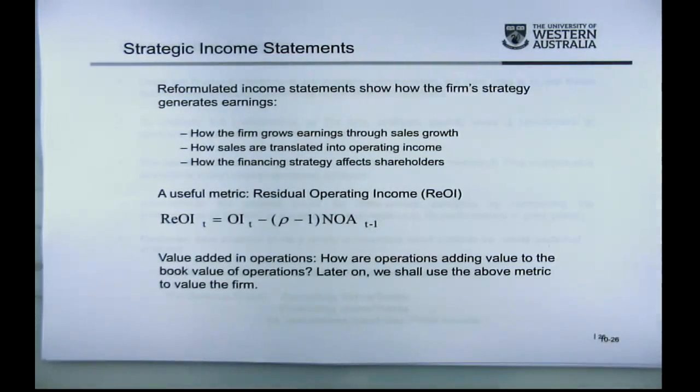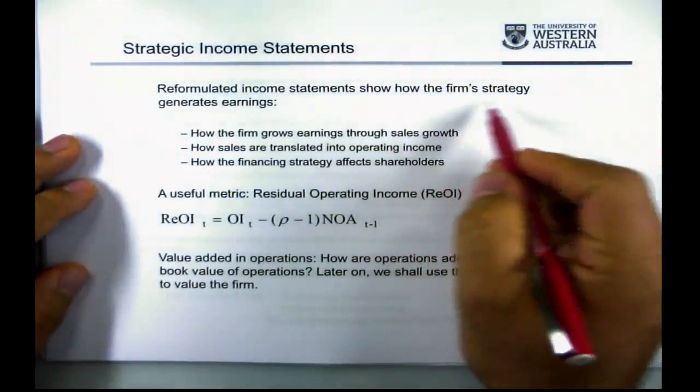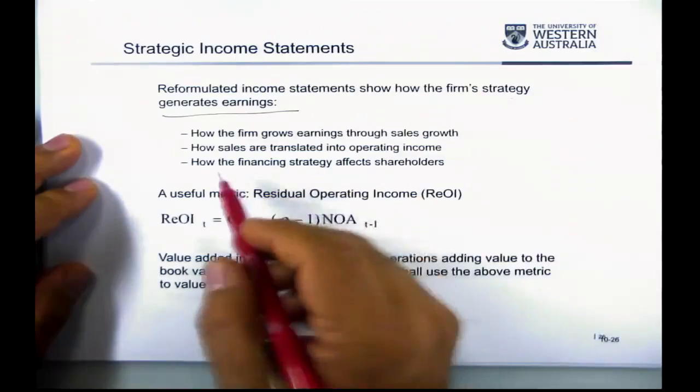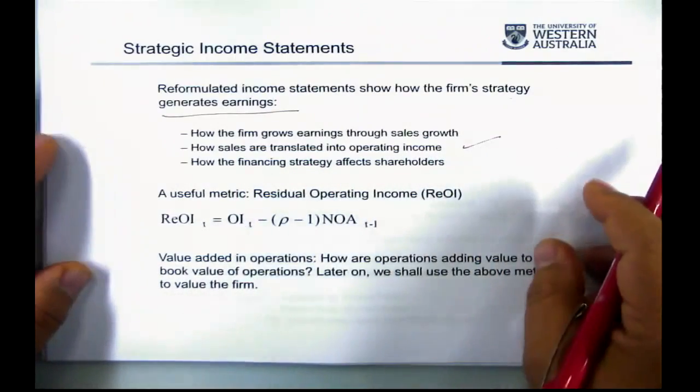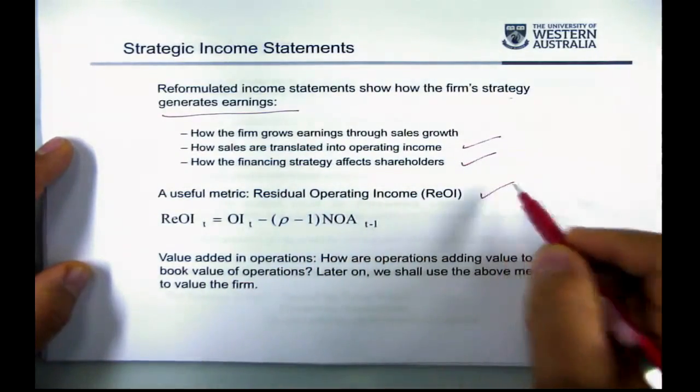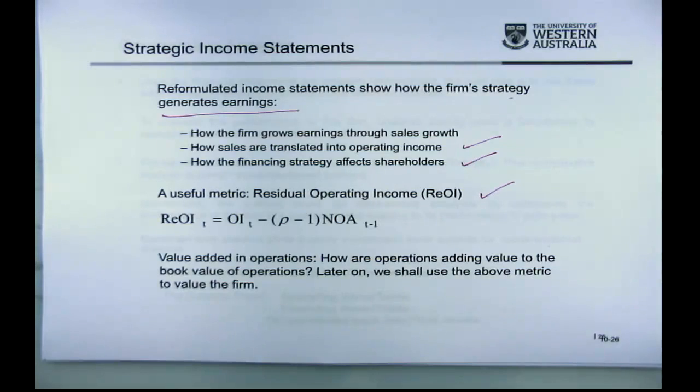So once you have restated the income statement, we can see how the firm's strategy generates earnings, how sales are translated to operating income, and how the financing strategy affects the shareholders. There is a useful measure that we will use later on in the valuation. It is called residual operating income. The idea here is similar to the residual income.